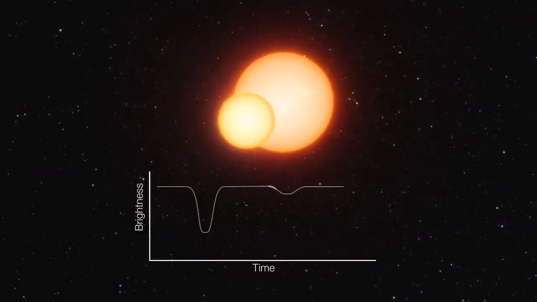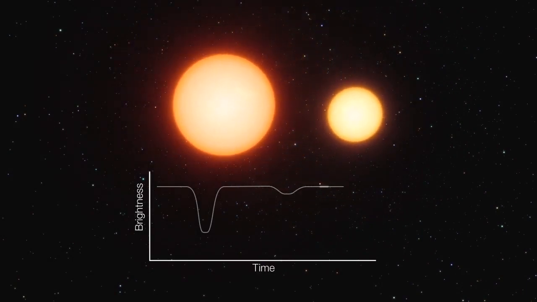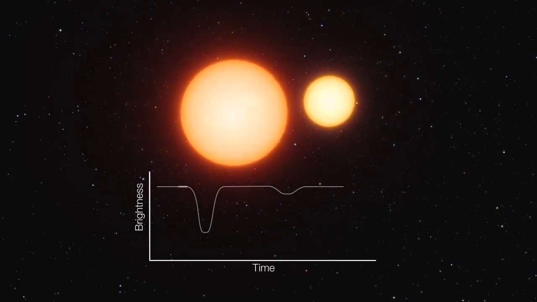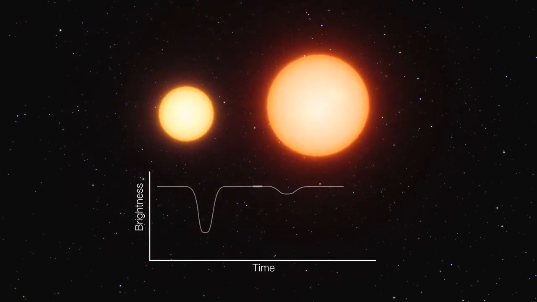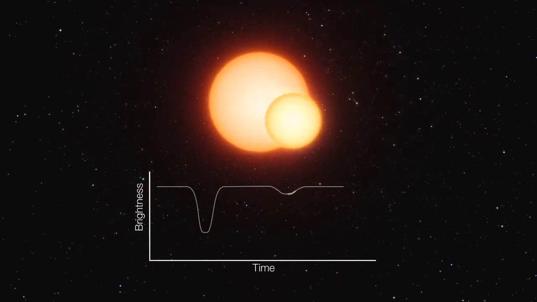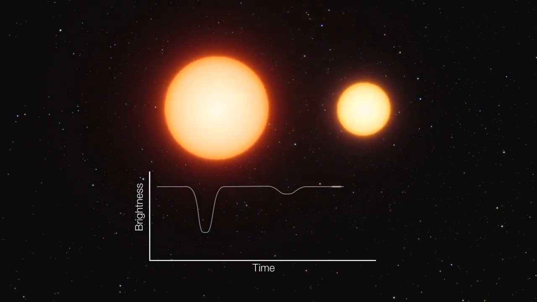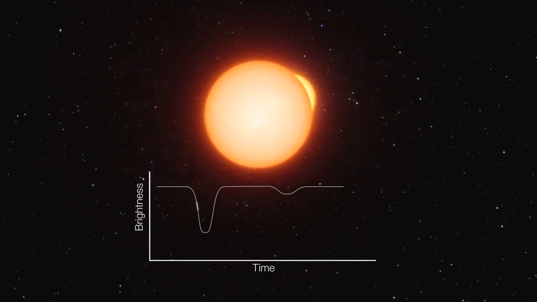The answer is that Algol is actually a pair of stars that orbit each other and periodically eclipse one another. These pairs of stars, binaries, are very common. About half of the points of light in the night sky actually represent the combined light of more than one star, but our eyes lack the angular resolution to see them separately.